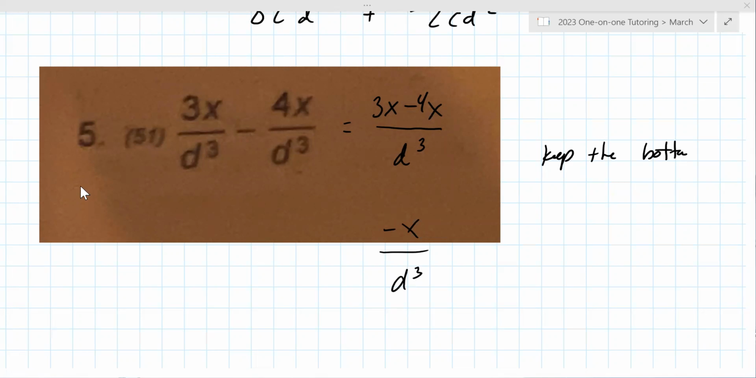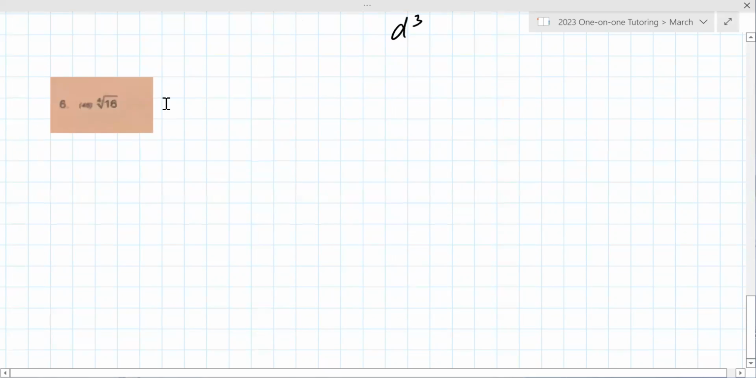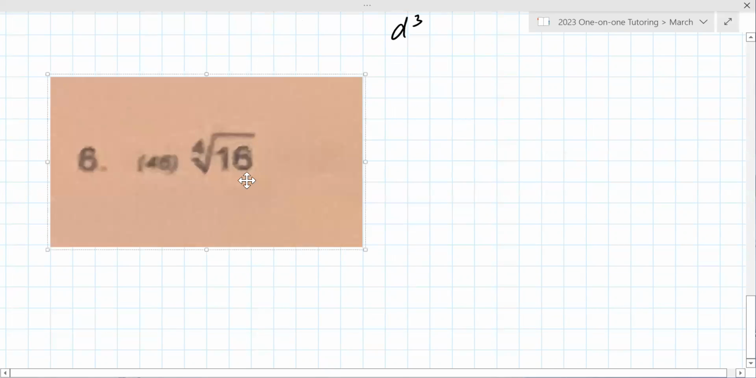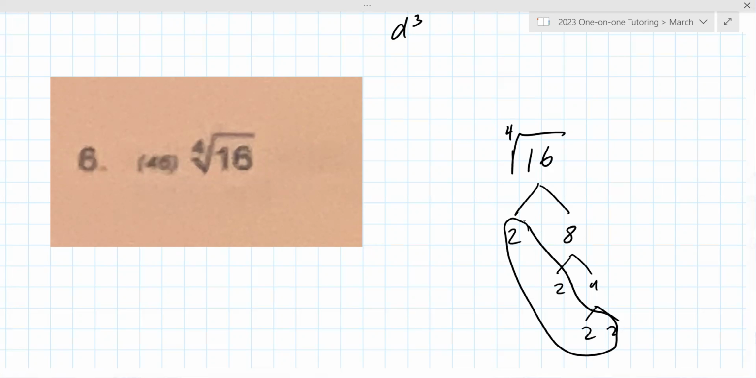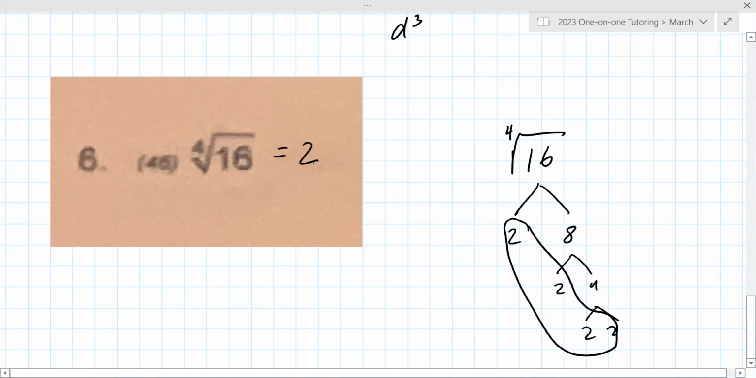We can go to 6. All right, so we've not seen a problem like this. You and I might have done something like the square root of 16 where you break it apart, 2 and 8, 2 and 4, 2 and 2. Because it's a fourth root, you're now looking for 4s, like instead of a pair. So in this case, there are 4 2s that you circle. So you're basically looking for a number that when you multiply by itself 4 times, you get 16. So that's 2.